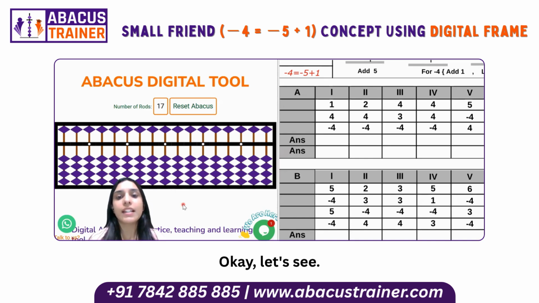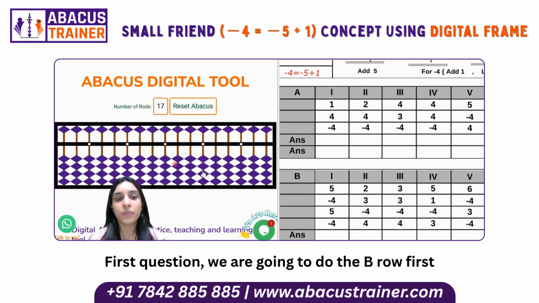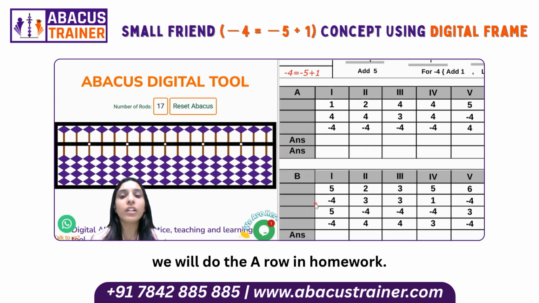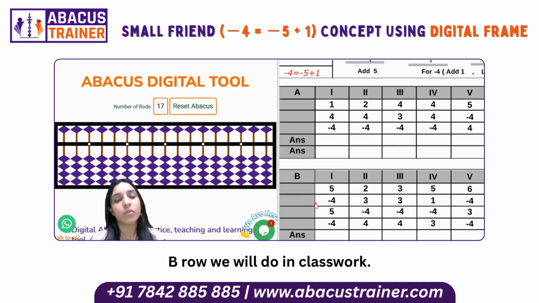Okay, let's see the first question. We are going to do the B row first, and when we are done with the B row, we will do the A row in homework. A row will be your homework, B row we will do in classwork. Okay, now.